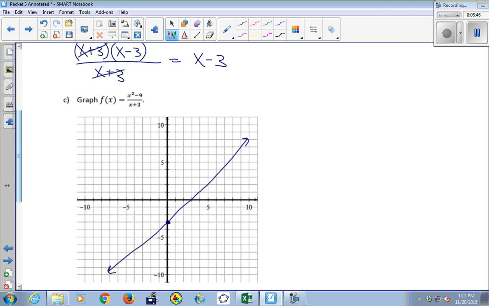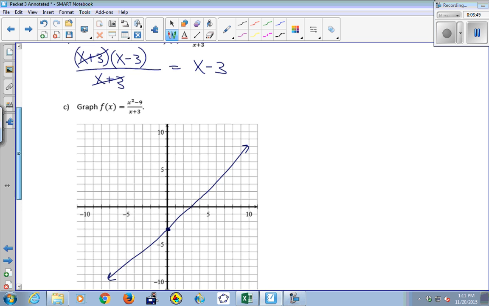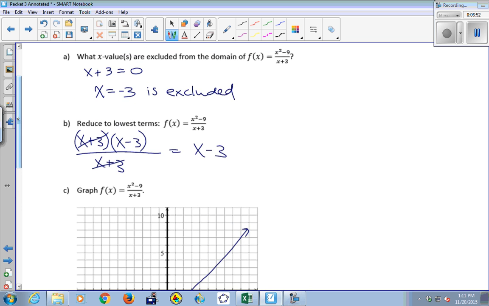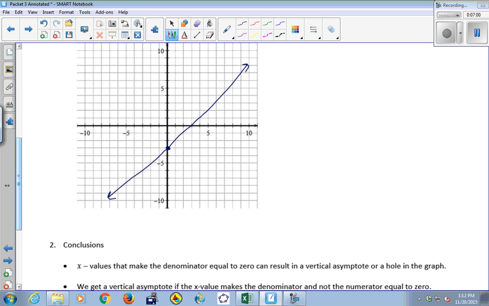-3, slope of 1. But what's the problem? Go back to part A. What has to be excluded? X equals -3 has to be excluded. But when I graphed it, -3, it looks like it's on the line, right? But I have to make sure to exclude it, so I'm going to put a hole there. So -3, -6. So the spot where my domain said you cannot put -3 into this function, we have to put a hole.